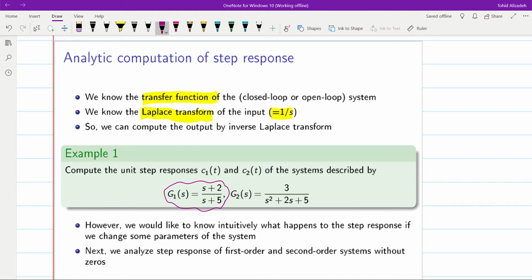So G1 of s is given in the form of s plus 2 over s plus 5. And if we have U of s equal to 1 over s, then C of s will be equal to s plus 2 over s plus 5 times 1 over s. We can find the inverse Laplace transform for the same system that we have here.